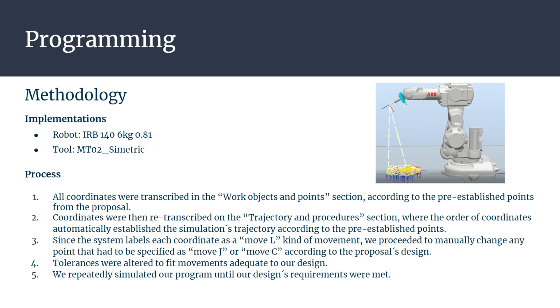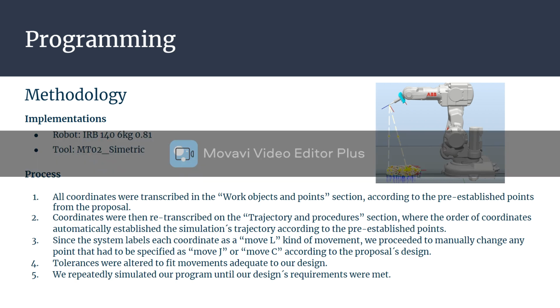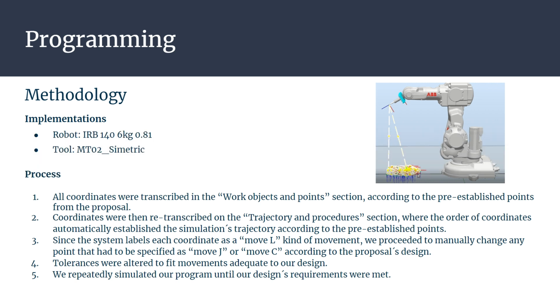After labeling every point with its significant coordinate, we proceeded to bring the model to life through the RobotStudio software application. We made sure to create a solution that includes an IRB 146 kilogram 0.81 type of robot with a MT02 symmetric tool as previously specified in the instructions.